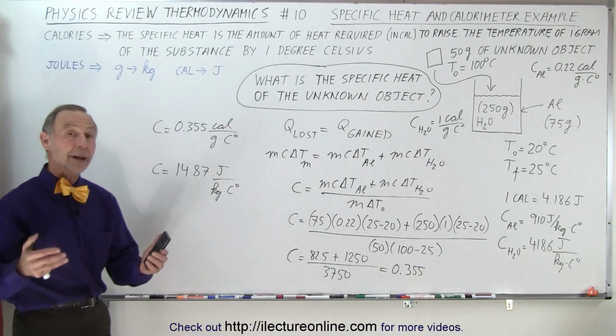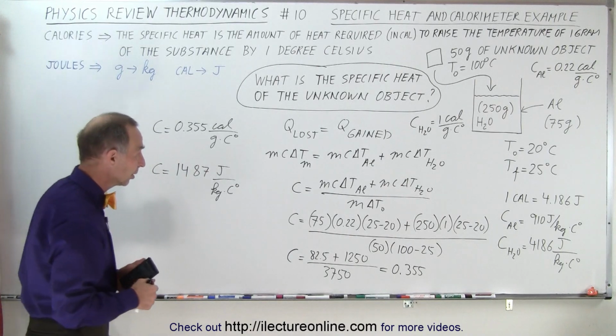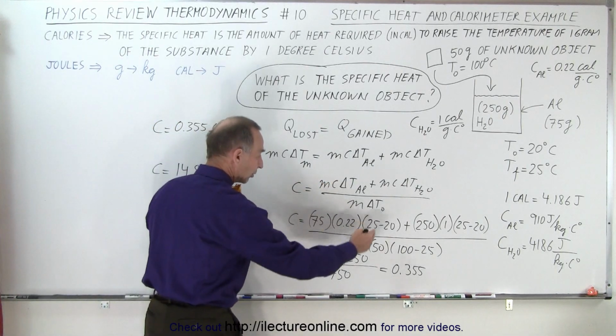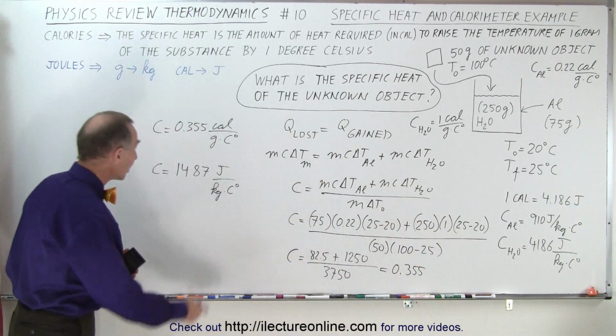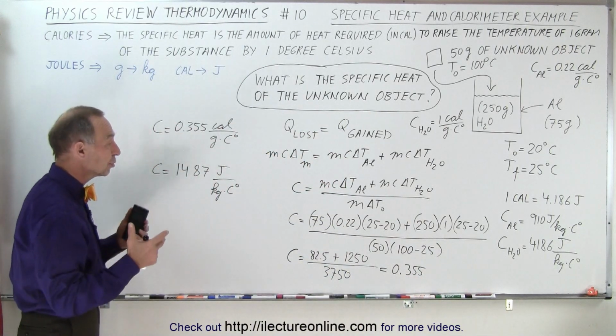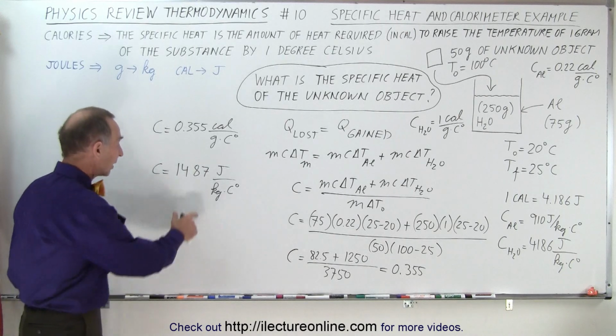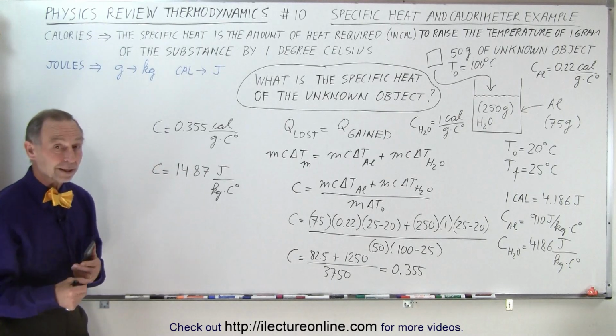All right, so here we are back with the final solution. We left it right here. When you plug in all the numbers, you get this in terms of calories per gram per Celsius degree. But if you want to do the same problem and use joules per kilogram, this should have been your answer if you tried it the other way.